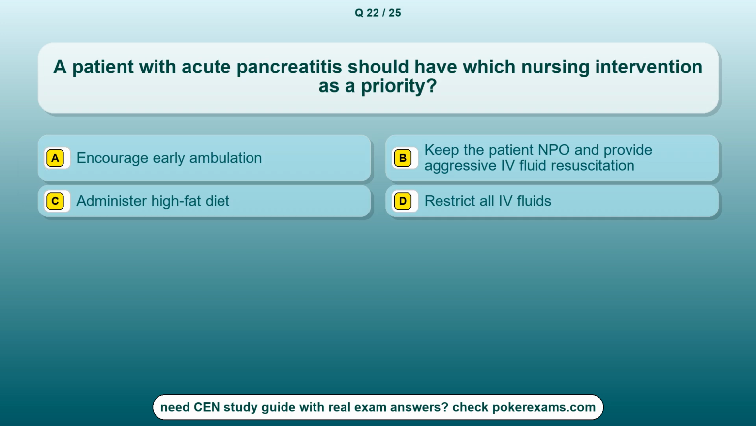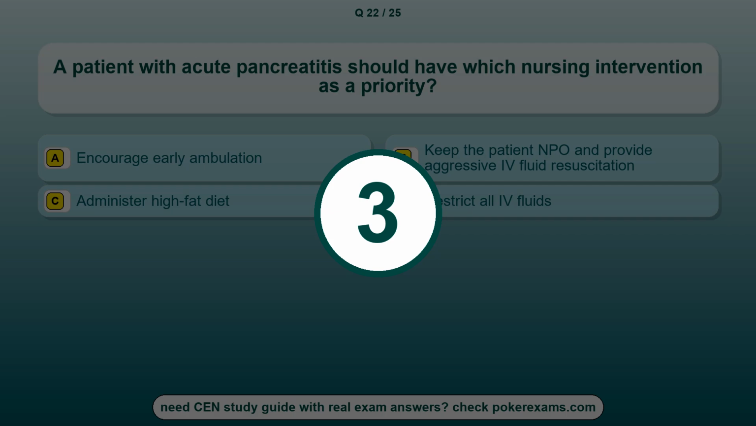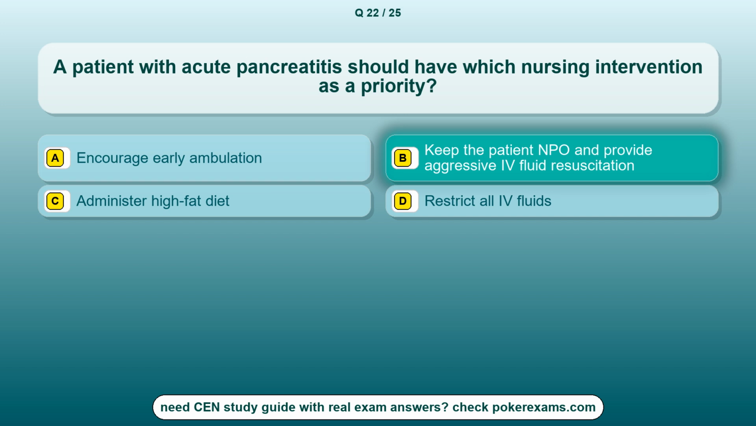Question 22. A patient with acute pancreatitis should have which nursing intervention as a priority? Option A, encourage early ambulation. Option B, keep the patient NPO and provide aggressive fluid resuscitation. Option C, administer high-fat diet. Option D, restrict all fluids. The correct answer is option B, keep the patient NPO and provide aggressive fluid resuscitation.